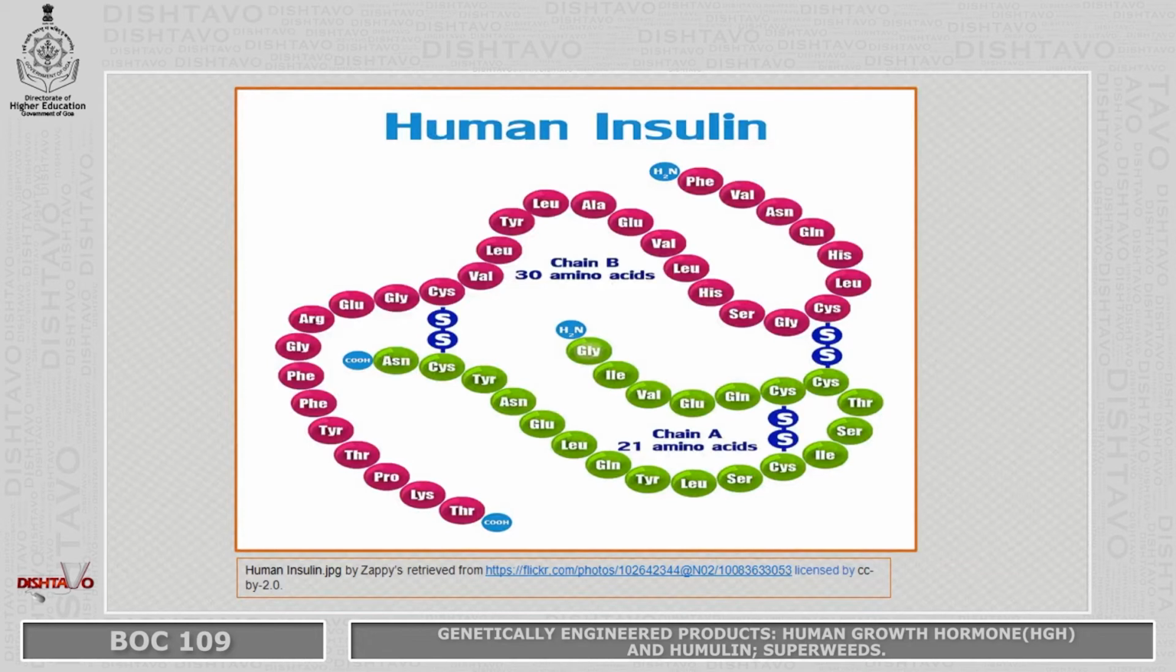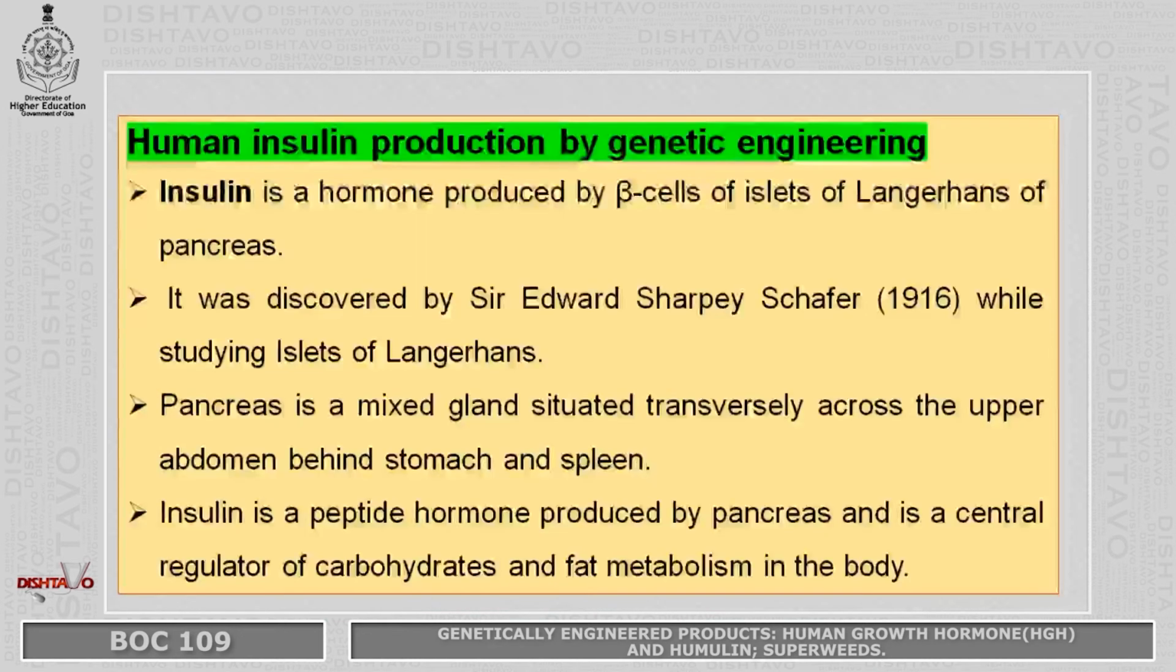The next hormone for us is human insulin. As you can see in the structure, human insulin consists of two chains, chain A and chain B. Chain B is made up of 30 amino acids, and chain A is made up of 21 amino acids. They are also bound by disulfide bonds.